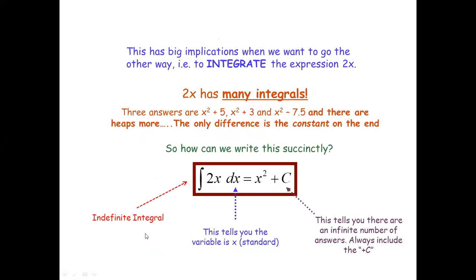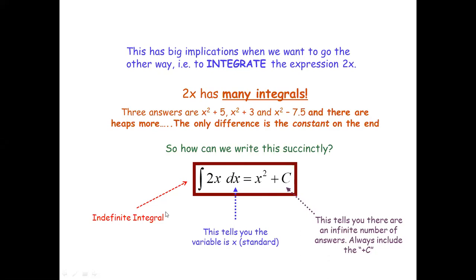So to address the problem of ambiguity, not so clear values, especially with the constant, when we integrate the derivative of the function, we have to be able to distinguish what we call an indefinite integral from a definite integral. This has big implications when we want to go the other way around, that is, to integrate the expression 2x. It has many integrals because of the c that you have here. So three answers have the same derivative, and the derivative when integrated will have a limitless number of answers because of the c in here.